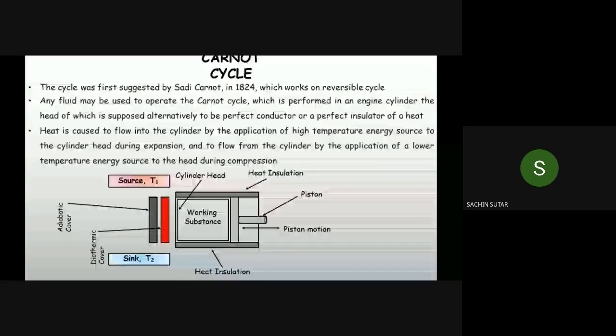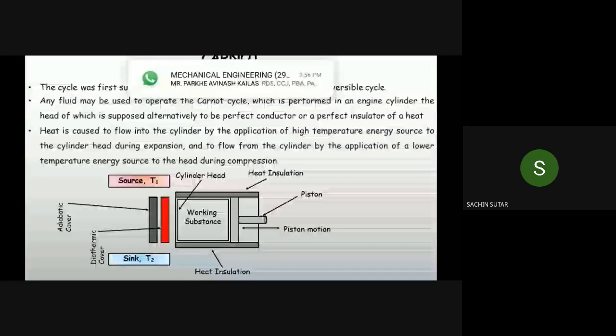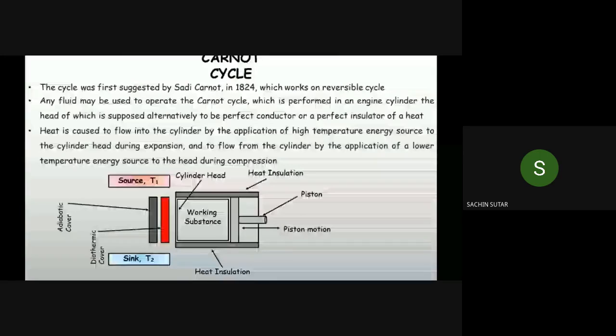So here the cylinder head is there, and the piston moves in the cylinder without friction. If there is friction between the piston and the cylinder, then that process will not be reversible. That will be an irreversible process. Therefore, between the cylinder head and piston there should be no friction present. So these are the assumptions.